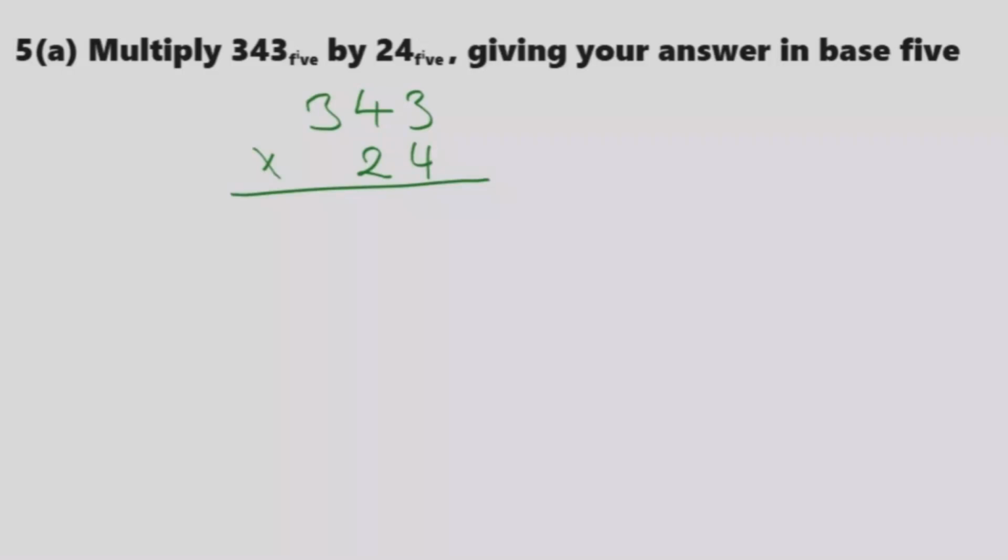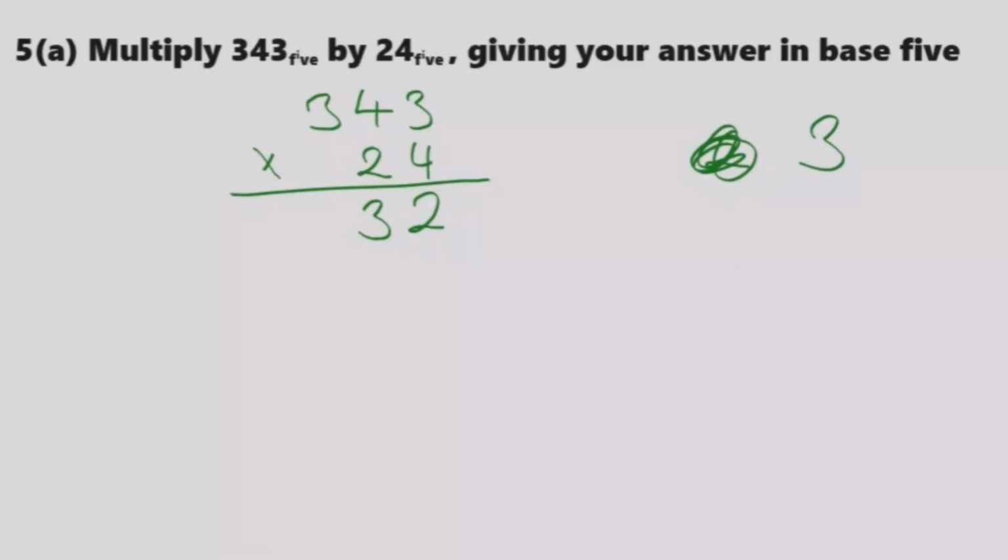Then we start the actual multiplication, which is 4 times 3 will give us 12. 12, how many times can 5 go into 12? It will go 2 times, remainder 2. So I'll write the remainder down here. Then 4 times 4 will give us 16. 16 plus 2 will give us 18. So how many times can 5 go into 18? It will go 3 times, remainder 3. So I'm going to write the remainder there. Then I come here, I say 4 times 3 will give us 12.